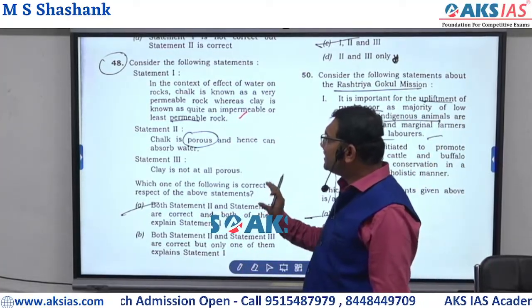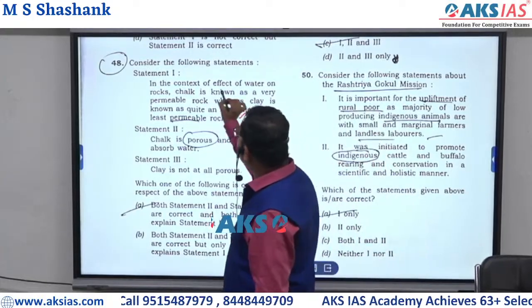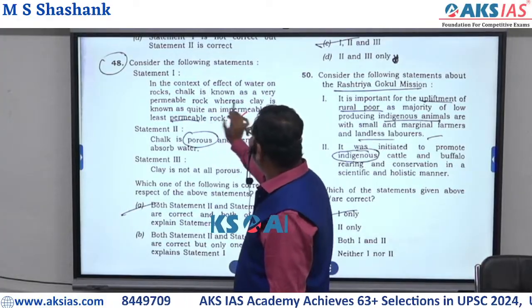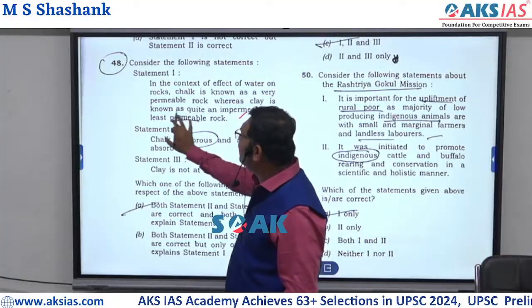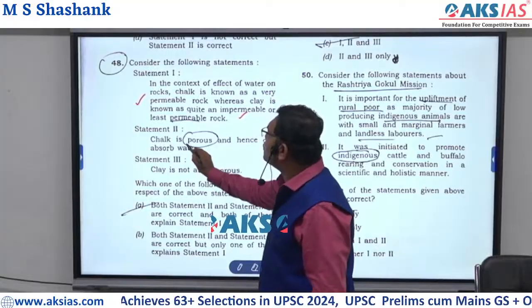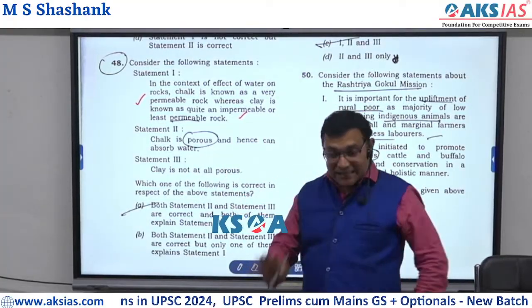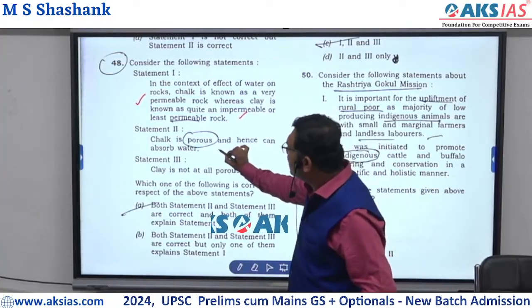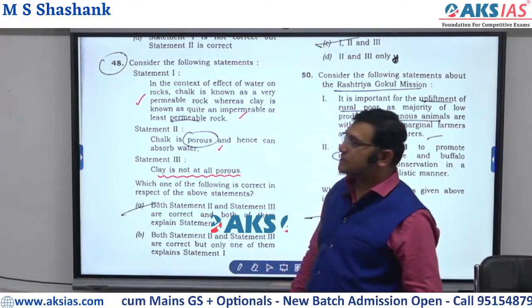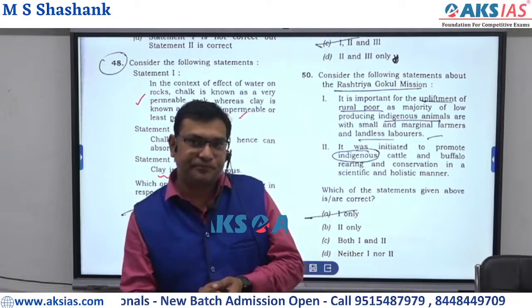But you see these rocks. If you look at statement 1, in the context of the effect of water on rock, chalk is known as a very permeable rock, whereas clay is quite impermeable, the least permeable rock. The statement is right. Second statement, chalk is porous and hence can absorb water. Yes, chalk is porous and absorbs water. But what is clay? Clay is not at all porous. Generally, we make our pots with clay.